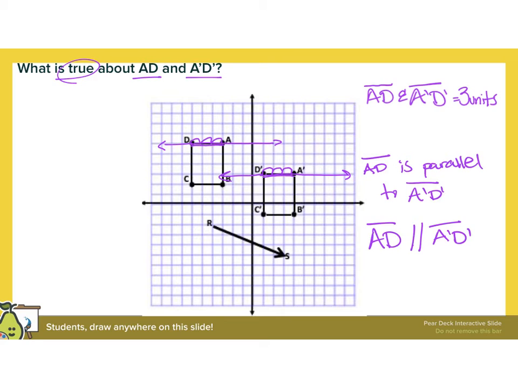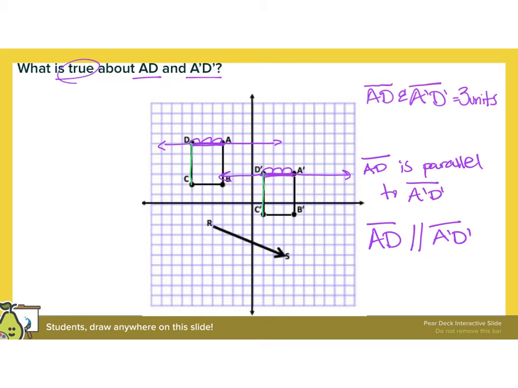What do I mean by corresponding? Well, AD corresponds to A prime, D prime, right? They're on the same part of the shape going in the same direction. So I want you to think right now, what is the corresponding line to DC? It's going to be D prime, C prime.